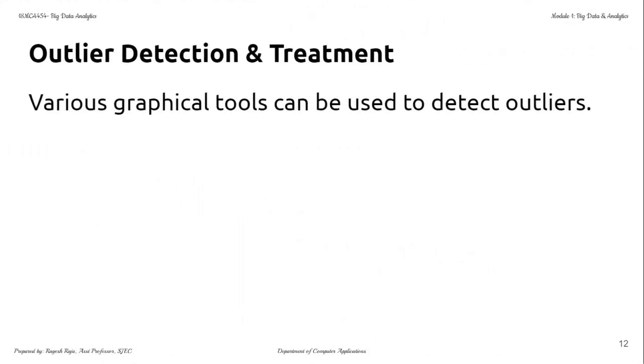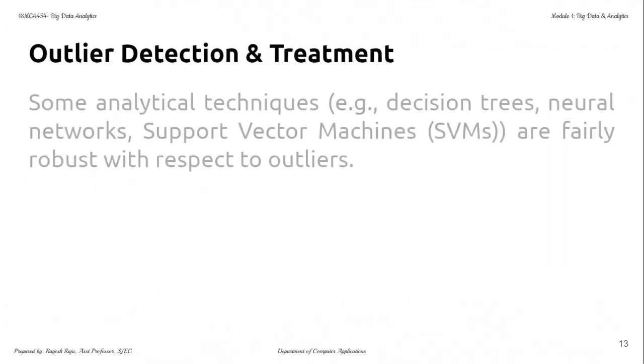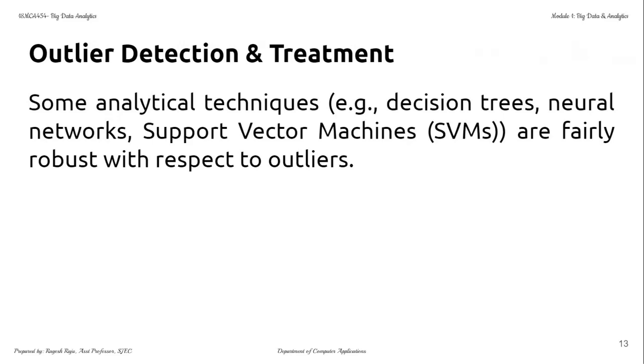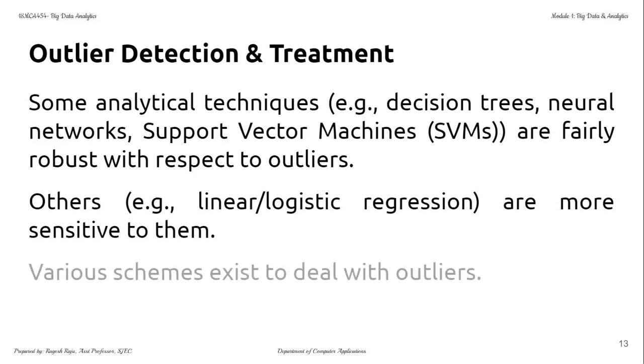There are various graphical tools that are used for detecting outliers. We use tools like histogram, we use something like box plots. Also we use a calculation of z-score. All this in detail we will see in the coming sessions. There are some analytical techniques which we use for this, that is decision trees or neural networks or support vector machine. These are fairly robust with respect to outliers. And there are other techniques which are sensitive to outliers, like linear regression or logistic regression, and there are various other schemes also to deal with outliers.